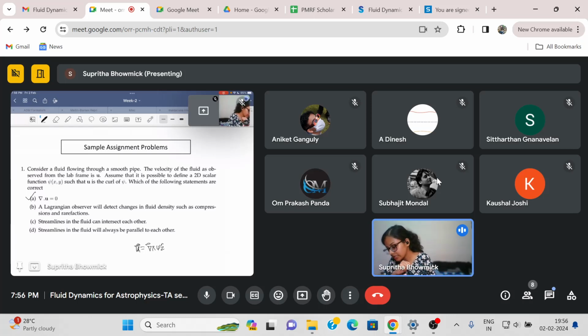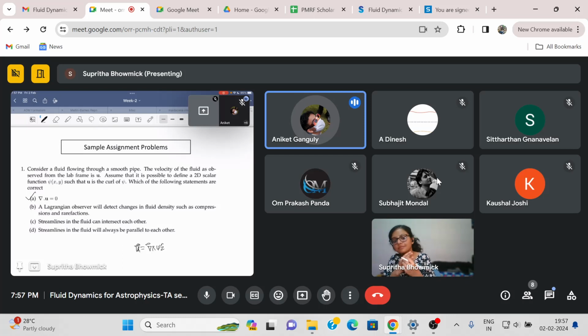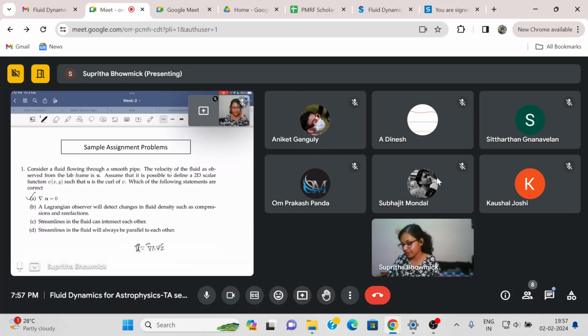Okay, option B is: a Lagrangian observer will detect changes in fluid density such as compressions and rarefactions. Is that true? No. Why is that? Because of the first condition, this is the condition for incompressibility. Absolutely. This is not true because incompressibility tells you that divergence of U is 0. So you cannot possibly observe compressions and rarefactions.